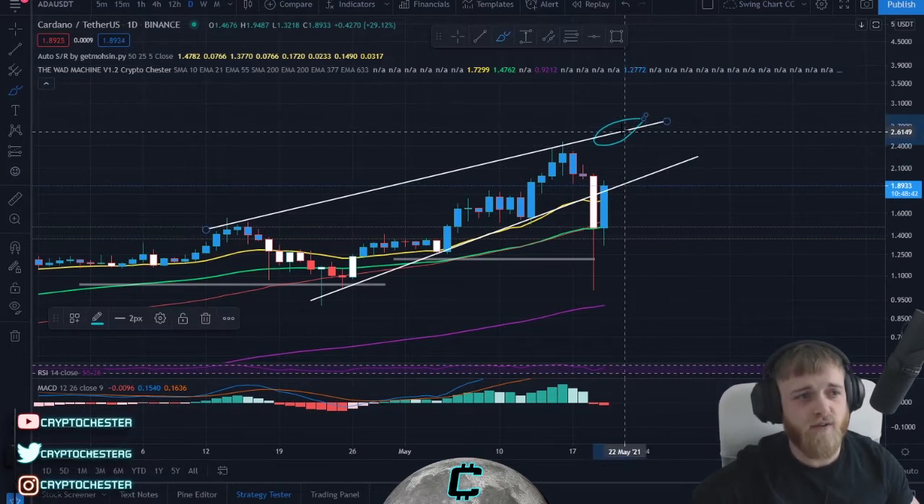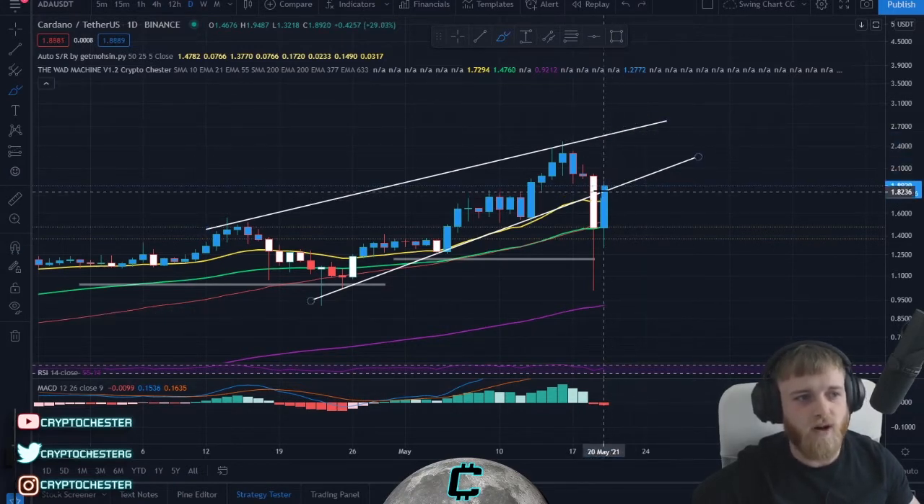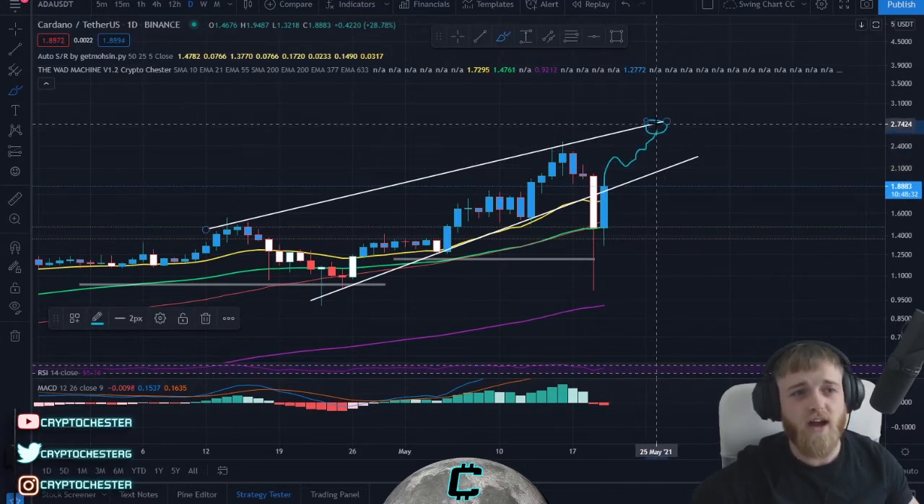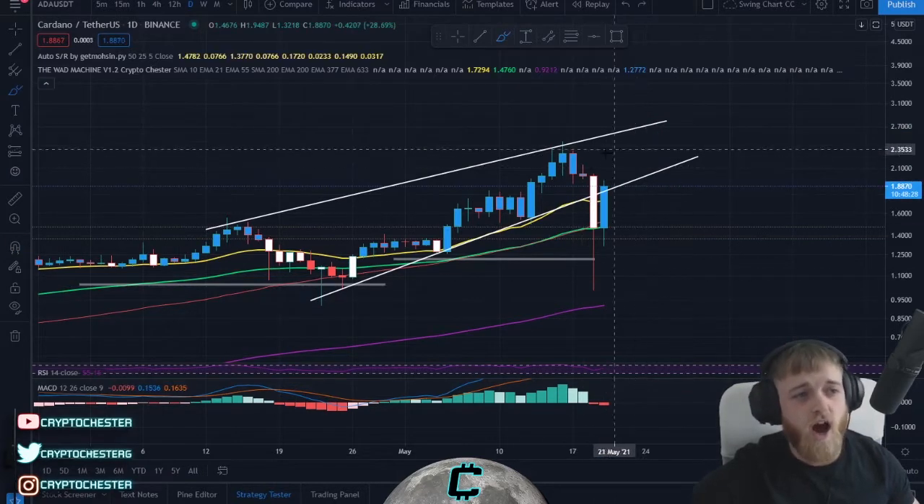That looks like a very good sell point for me in terms of a target. Obviously it's not going to be straight up, no parabolics here. I think we're probably going to ride it up gradually, and that basically puts us on a new all-time high of around $2.70. So in my opinion, I'm going to be getting in.